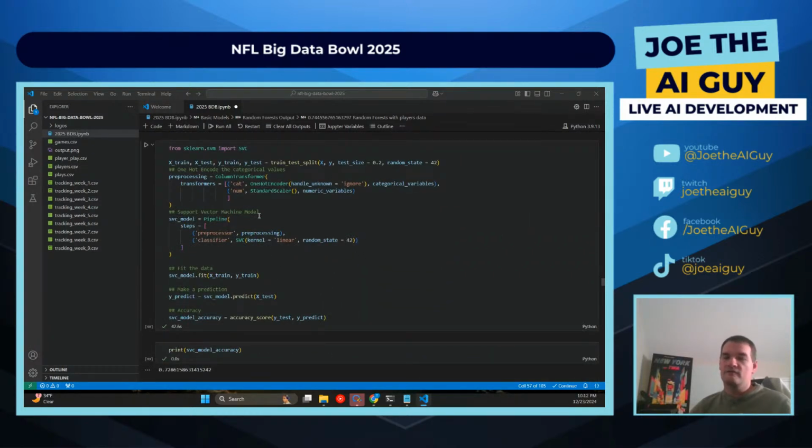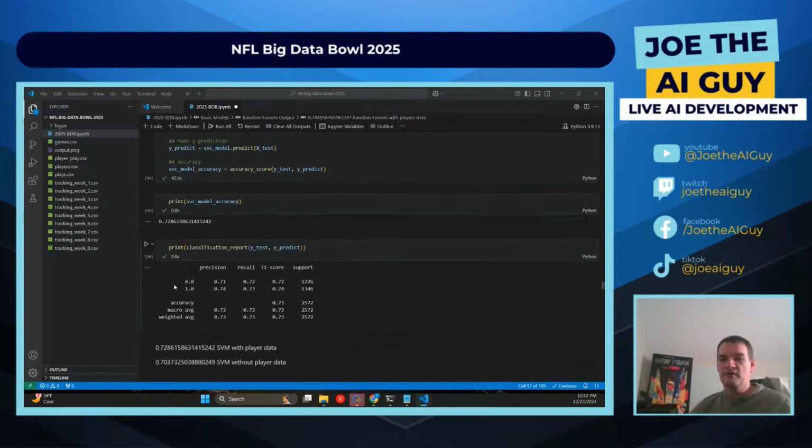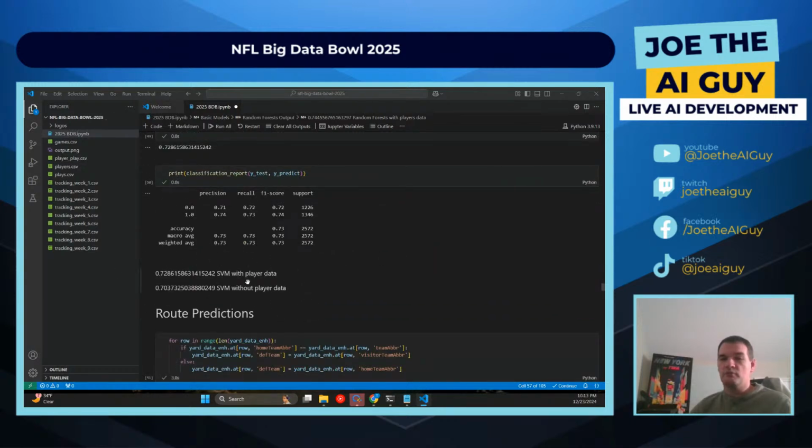And then the other model we tried was the support vector classifier. Again, better explainability than the random forests, and it typically tries to fit better, but what we ended up with are a couple models that actually performed worse. Knowing the player data helped it, but overall it was worse than the logistic regression or the random forests.